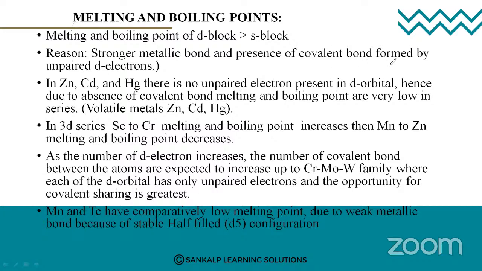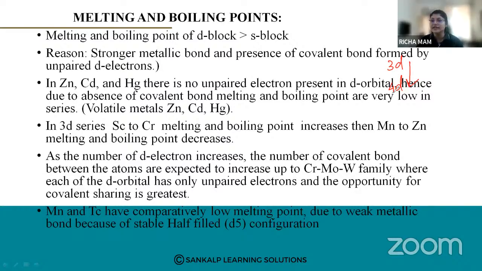So what you can see when you're moving from 3D to 4D series is that there is an increase in atomic radius. But when you reach the 5D series, they have almost the same atomic radii. You can experience that they have the same atomic radii as that of the 4D series.